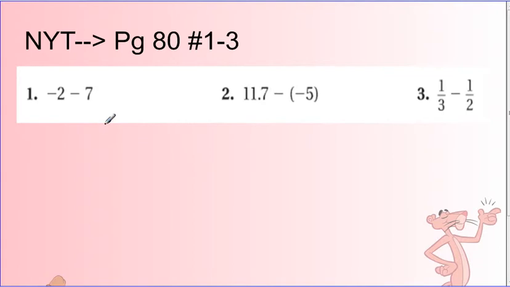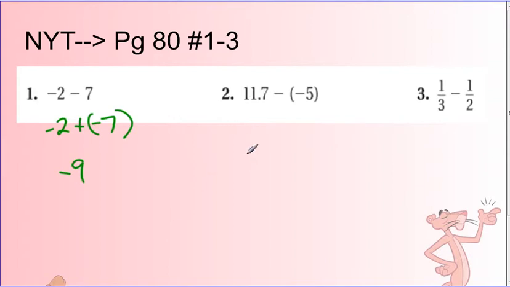Okay, so let's see here. KFC, so negative 2 plus a negative 7. The signs are the same, so we need to add, and we keep the sign of the bigger number, negative 9.